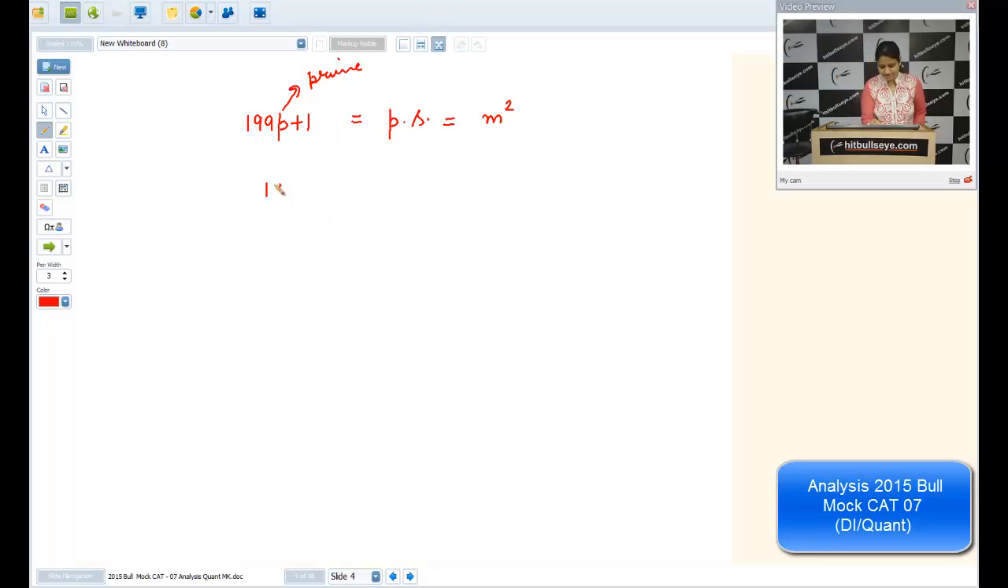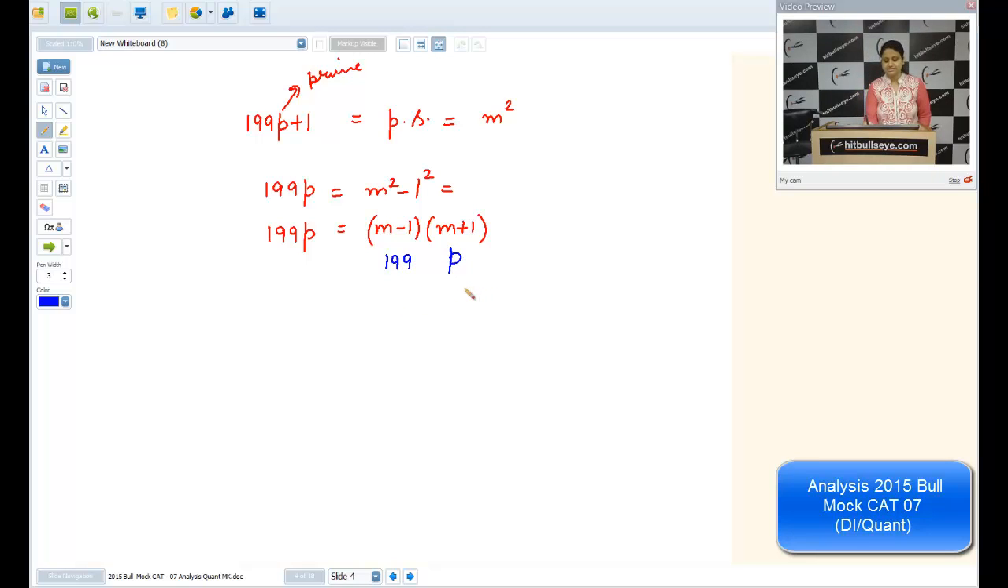Now we can write 199p is equal to m square minus 1. 1 can be written as 1 square. I'm using the x square minus y square formula. So it will be (m minus 1) into (m plus 1) is equal to 199 into p. Since 199 is a prime number, that cannot be broken. So two cases: either its value will be 199 and its value will be p, or the reverse case.